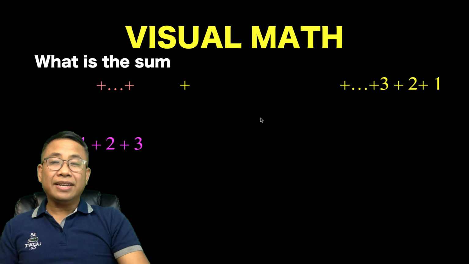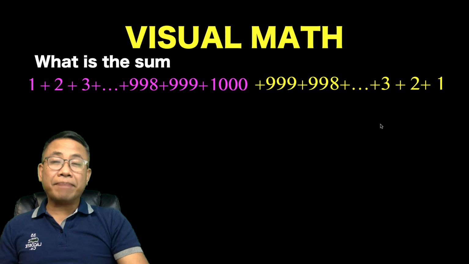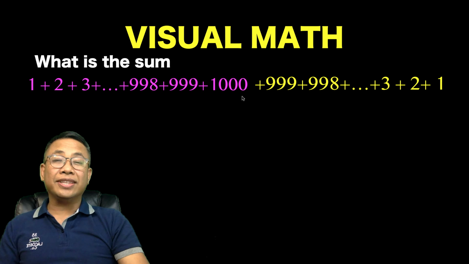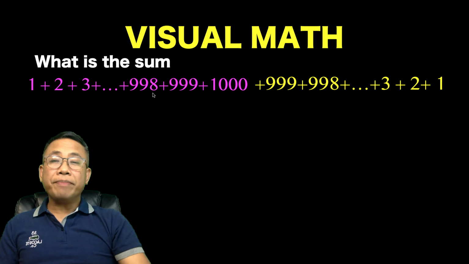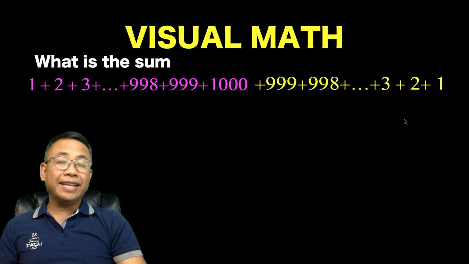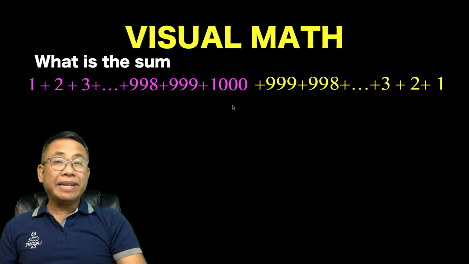Now, what is the relationship of that pattern if you want to find the sum of the first 1000 counting numbers? Notice that if you compare the number of addends for the pink part and the yellow part, there is this 1000 that is the extra number at the left side. It would have been easier if there were an equal number of addends for the pink and the yellow part.